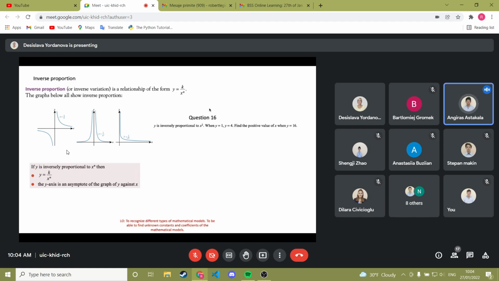So wait, which is it? When x equals 1, y equals 4. X is 1. Yeah, k is 4. So the equation is y equals 4 over x squared. And now find the positive value of x when y equals 16.